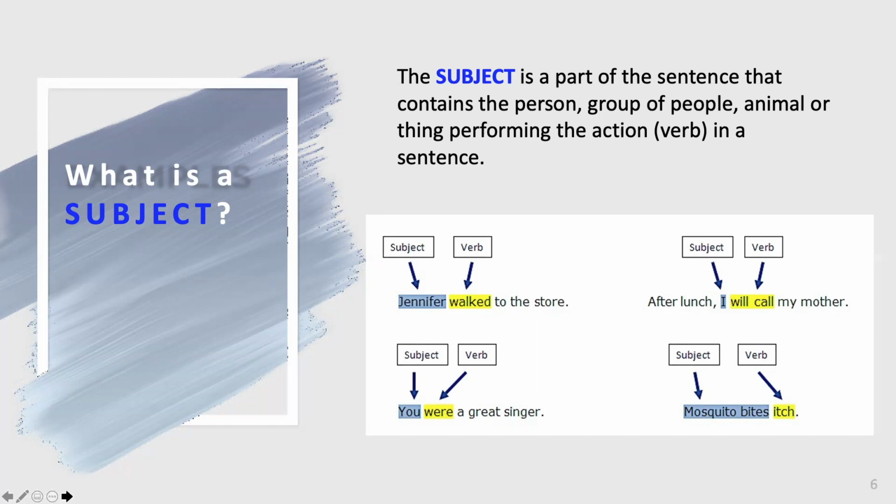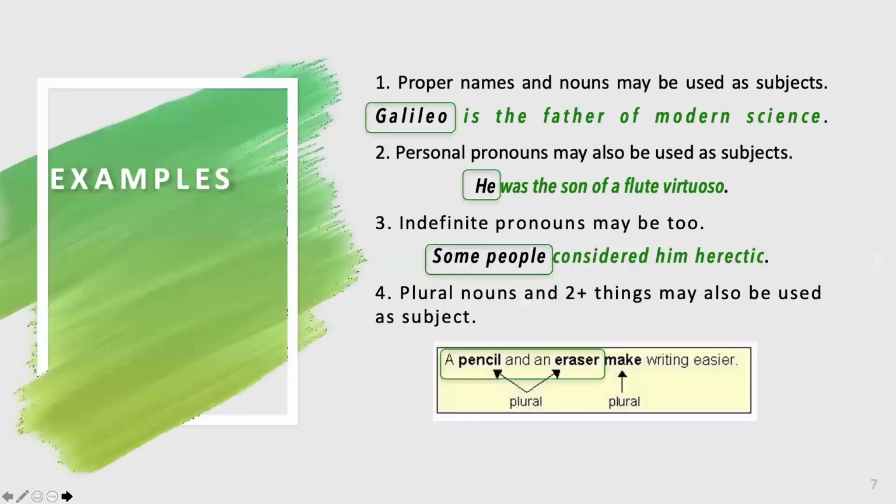And in these two cases, you have the subject right at the beginning. But that doesn't always happen. So you also have: After lunch, which is an adverbial phrase, I will call my mother. And: Mosquito bites itch. So the subject may be at the beginning of the sentence or not. What is important is that you identify the subject, because that is the person, the thing, or the animal that is executing or performing the action.